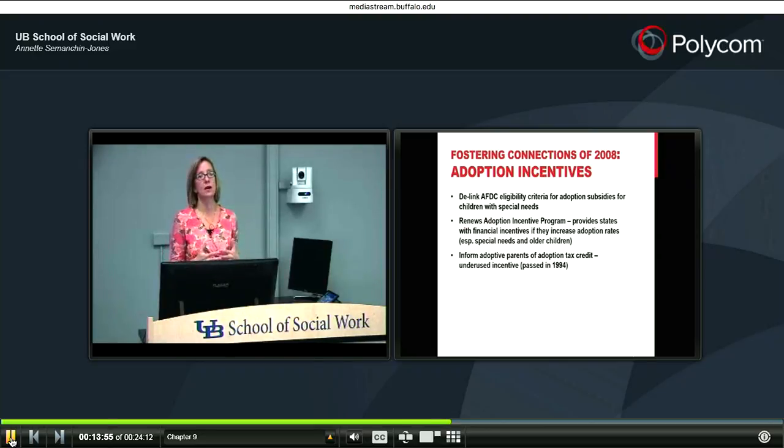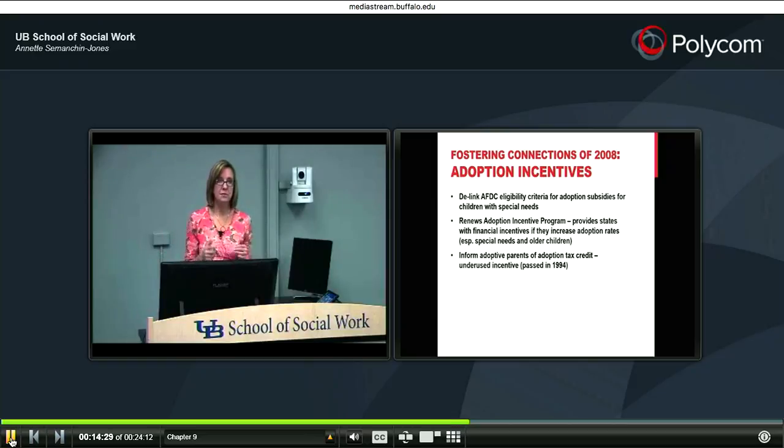The Fostering Connections Act of 2008 is the most recent policy that's been put in place to, again, add incentives for adoption. One is the delinking. AFDC eligibility criteria meant that a child, when they first came into the system, would have been eligible for AFDC, so eligible for income assistance at the time they came in. One of the ways to promote adoption is to get rid of that, so that criteria is no longer relevant.